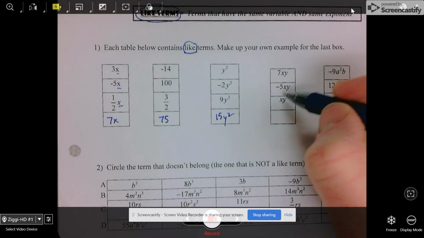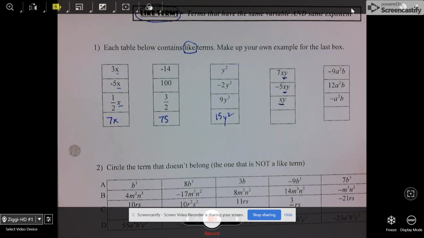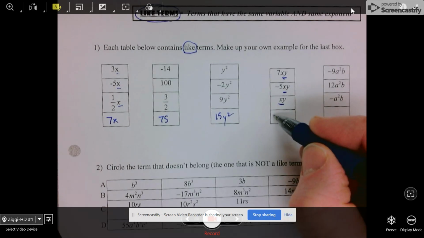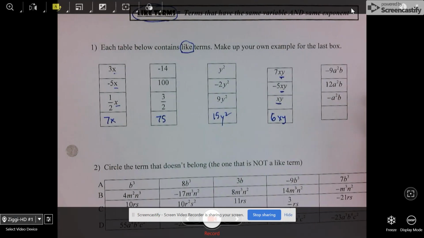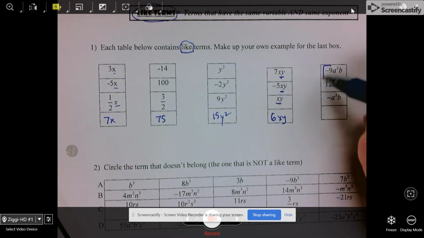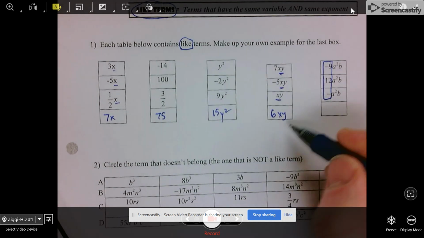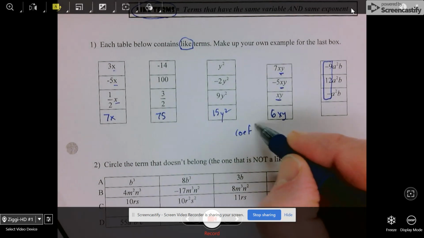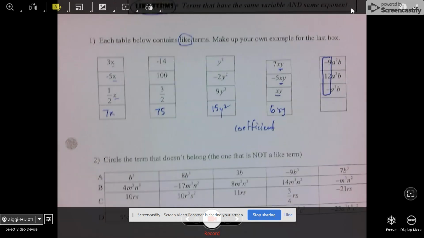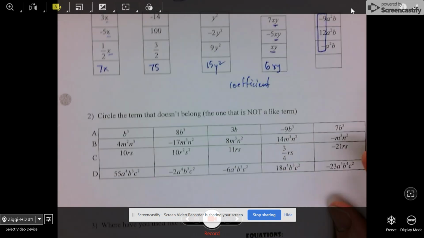Notice this is a combination of x's and y's. So 6xy. And the last one is a combination of a to the second and b. Again, what we're worried about is the number in front being different. That's called the coefficient. And that's not a new term, but maybe we don't use it all the time as much as we should.